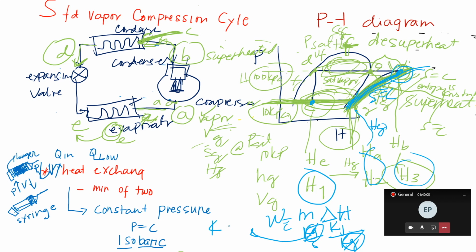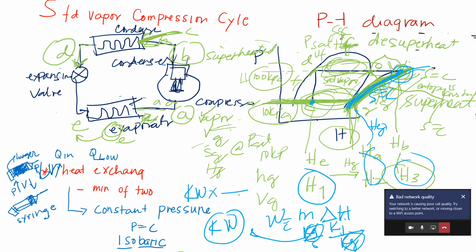Kilowatt. Kilowatt, di ba? Sabi ko sa inyo, measurement ng power yan, di ba? Kilowatt, horsepower, BTU per hour. Sa refrigeration yon, pwede mo i-convert ng torr. Ano yung torr?